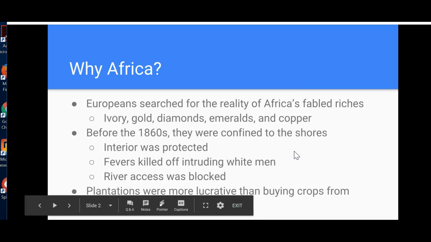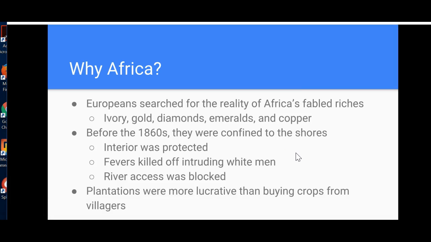Now, what they were figuring out was that the plantations being built in Africa were more lucrative. Lucrative means that you can make money, and there is a better way to make that money. So the plantations were more lucrative than buying crops from the villagers. So instead of Europeans buying, say, rubber plants from African villagers, they are making their own rubber plantations and making a lot more money that way.